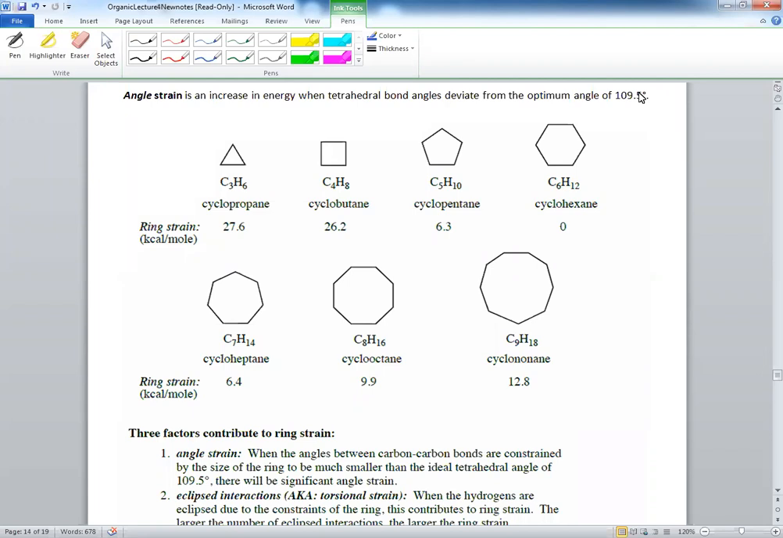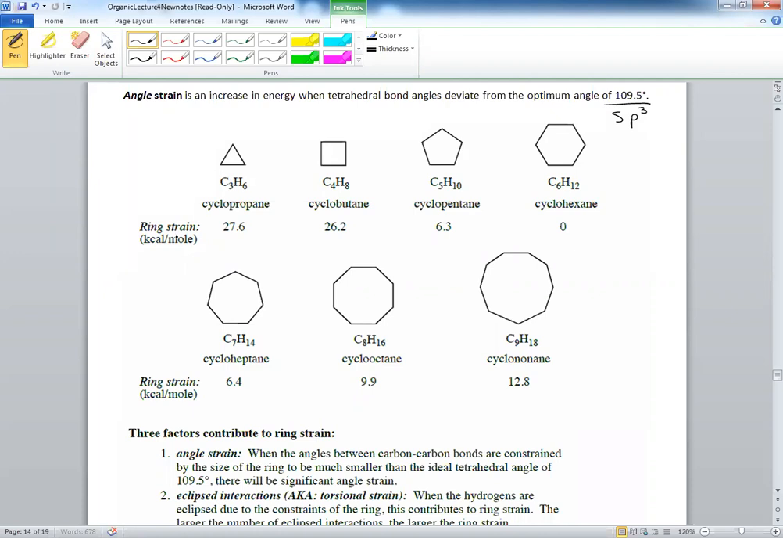However, when we talk about rings, we encounter a third type of strain, and that's called angle strain, or what we call ring strain. Angle strain is an increase in energy when the tetrahedral bond angles deviate from the optimum angle of 109.5. 109.5 degrees is the most important angle that you need to know in this class. 109.5 means stability for the sp3 hybridized carbon.